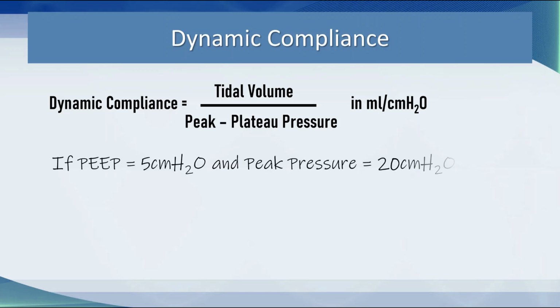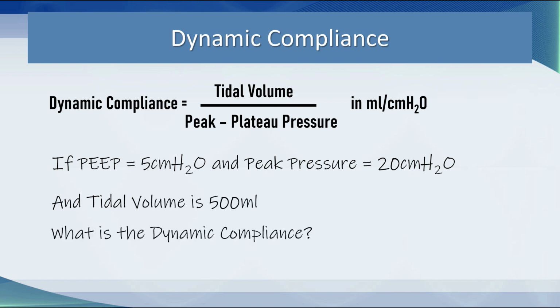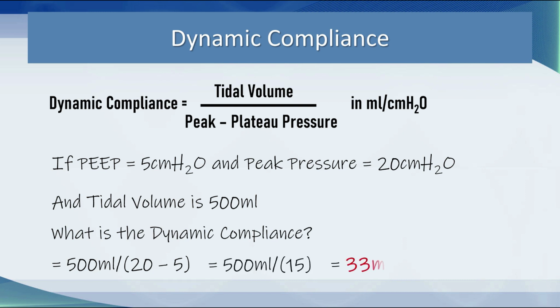If the PEEP is 5 centimeters of water and the peak pressure is 20, the tidal volume is 500 mils, what is the dynamic compliance? Well, this works out at 500 divided by 20 minus 5, which is 15, and 500 divided by 15 is 33 mils per centimeter of water. I will tell you that that is not a great compliance. Really compliant lungs, totally normal lungs, are about 200 mils per centimeter of water, but typically someone who's on a ventilator in the ICU breathing through an endotracheal tube, anything over 60 or 70 mils per centimeter of water we would consider relatively normal.